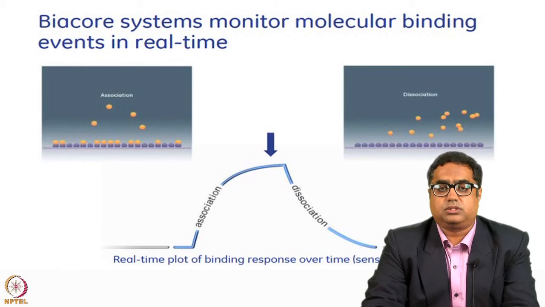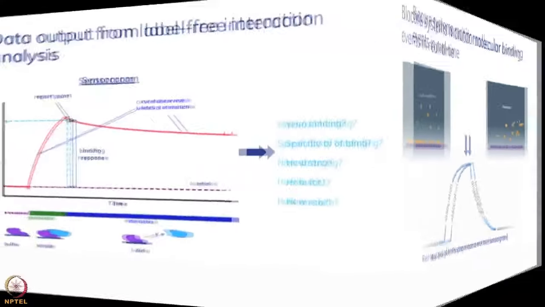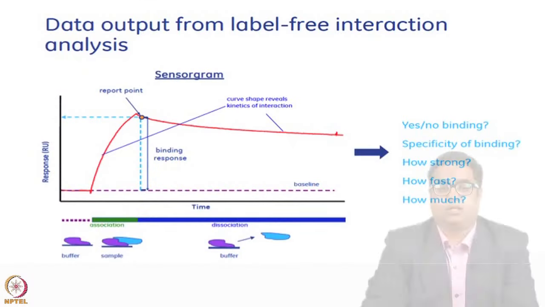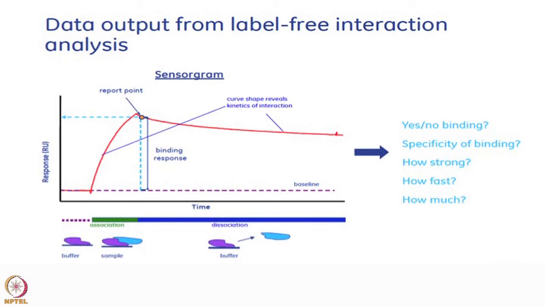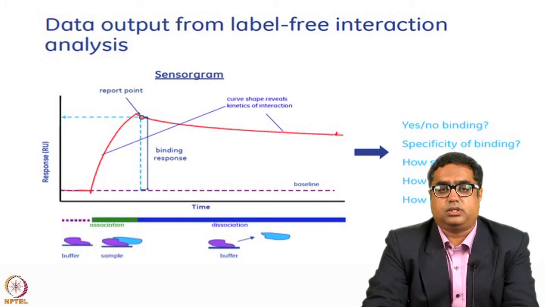So here there are two different molecules. One of them is a ligand and the other is the analyte, and the interaction is recorded in real time. In the sensorgram that is output, you see the binding events, which is also called an association event, and there is also a dissociation event. The association is also called the on rate, and the dissociation is also called the off rate. When you divide one by the other, the dissociation rate divided by the association rate gives you the equilibrium KD, or capital K capital D. So this is the output that we get from a Biacore experiment.